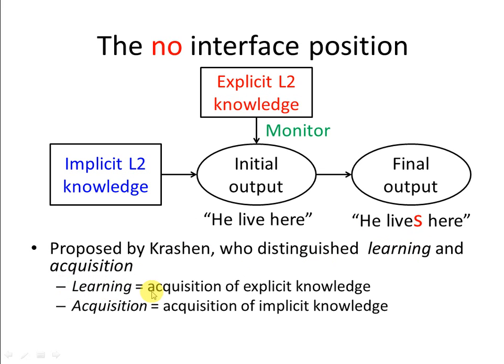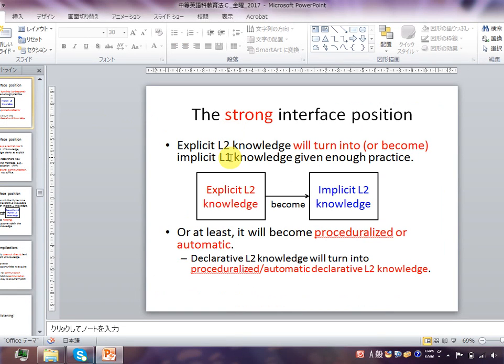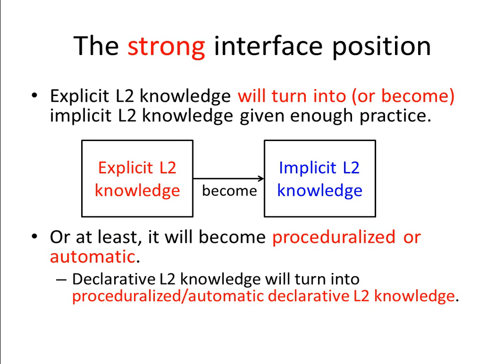So Krashen's learning means the acquisition of explicit or metalinguistic knowledge, and Krashen's acquisition is the acquisition of implicit knowledge. And the second position is called the strong interface position. According to this position, explicit second language knowledge will turn into implicit second language knowledge given enough practice. So if we do a lot of practice using this explicit knowledge, our explicit knowledge will become implicit knowledge. So this will become this. Or at least it will become proceduralized or automatic, even though it is still explicit.